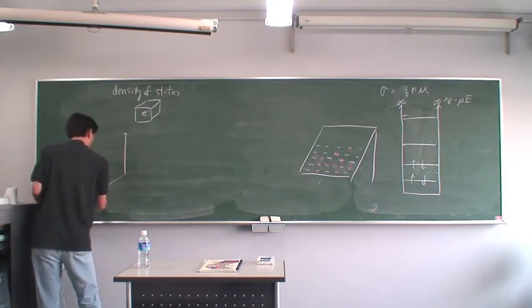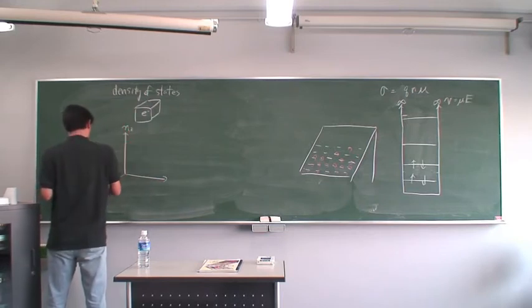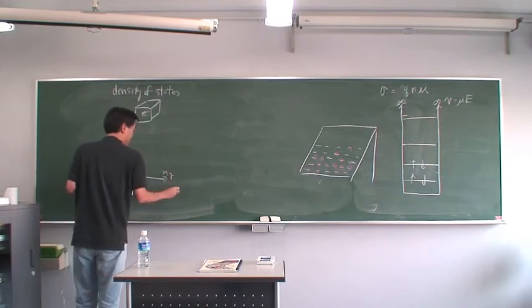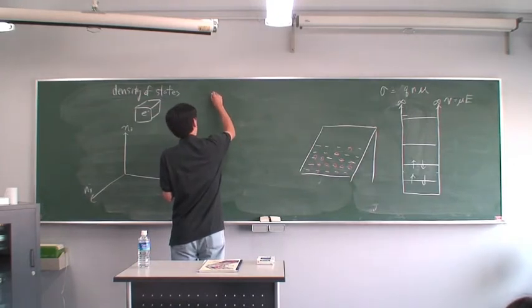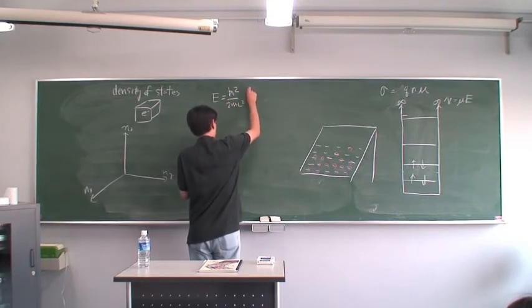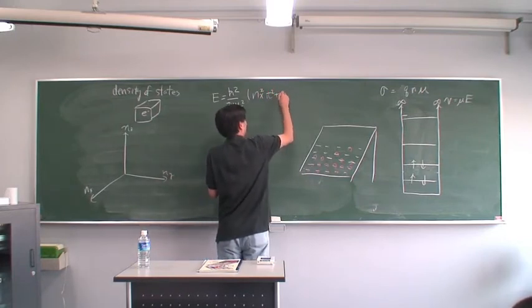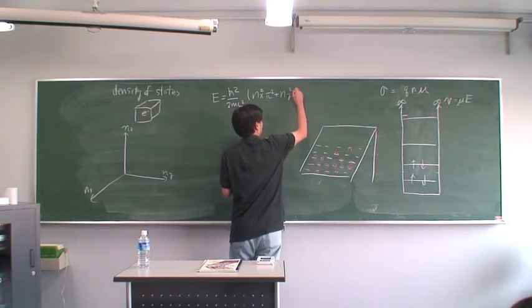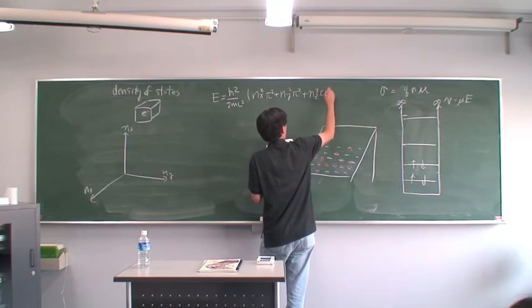I will actually draw nx, ny, and nz, because remember from the results we had before, energy is given by h squared over 2mL squared times nx squared pi squared plus ny squared pi squared plus nz squared pi squared.